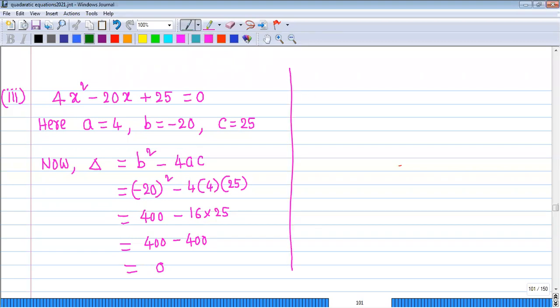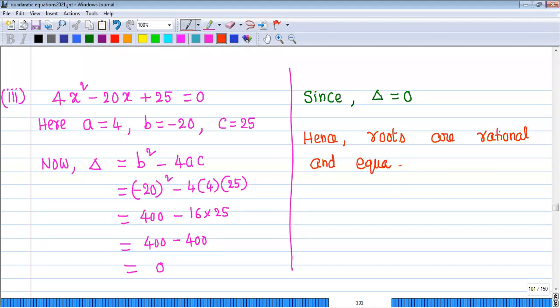Now, since delta is equal to 0, so hence roots are rational and equal, and real and equal also you can write. Real and equal. Or you can state like this: roots are real and equal.